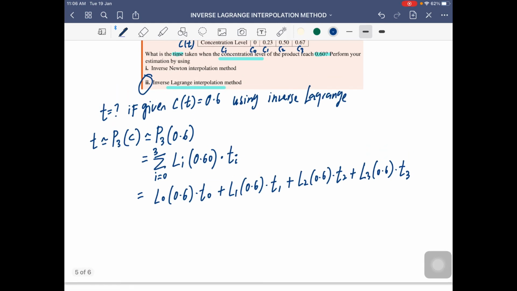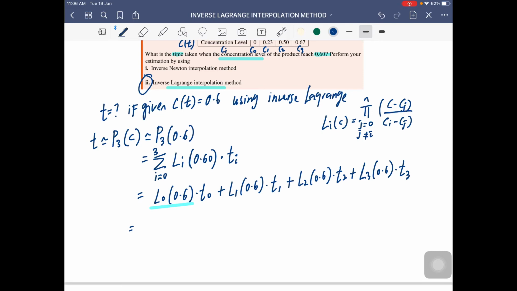Now if I expand this, we get our Lagrange terms. For the first part, L0(0.6), you refer back to the formula. Remember, Li(C) is equal to the product over j equal to 0 until n, but j cannot be equal to i, of (C minus Cj) over (Ci minus Cj).